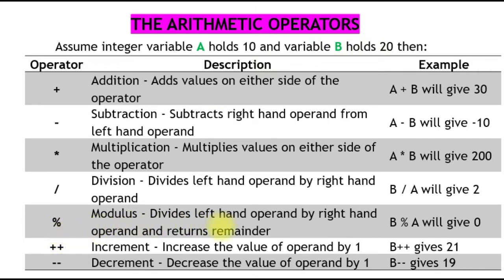So, balik tayo sa modulo. B modulo A, meaning 20 modulo 10. Kapag dinivide ko daw yung 20 sa 10, ano yung remainder? The remainder is 0. Okay? Next is increment. Increase the value of operand by 1. B++ gives 21 kasi 20 plus 1. Next is decrement. Decrease the value of operand by 1. Sample is B-- gives 19.